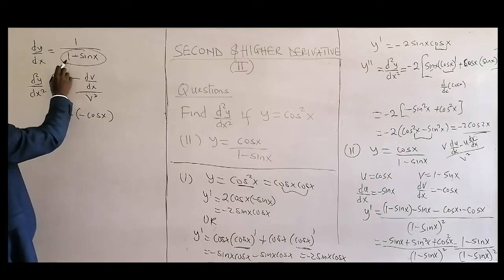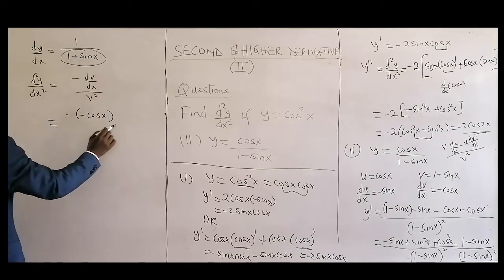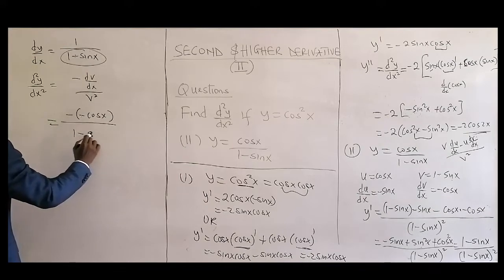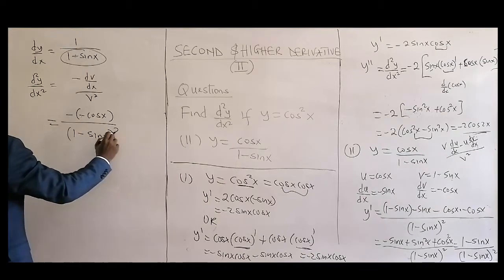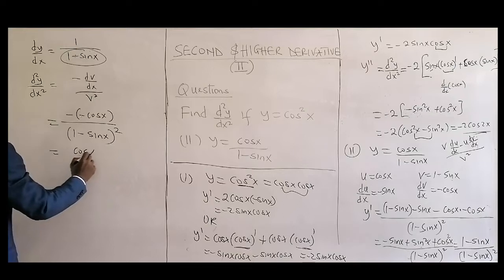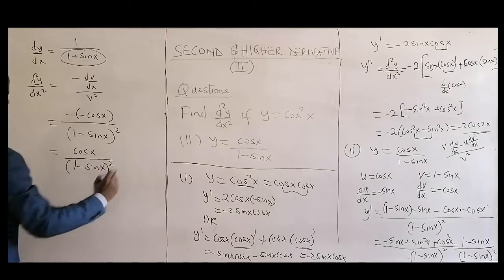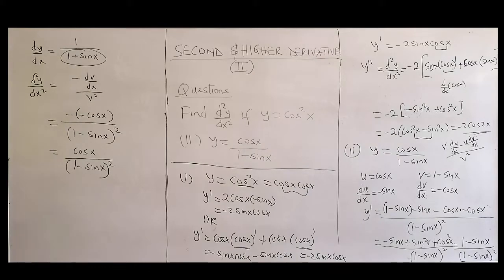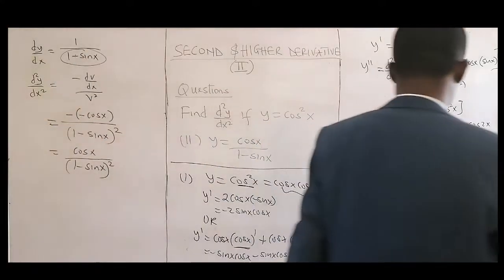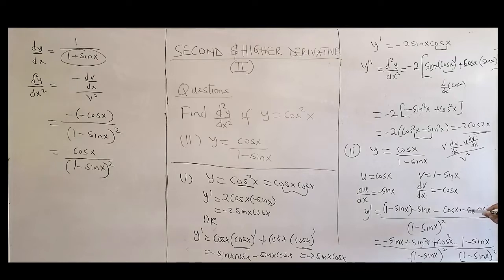The derivative of 1 is 0. And the derivative of this one is cos x. All over 1 minus what? 1 minus sin x all squared. And that will be equal to cos x over 1 minus sin x all squared. So that's that on that question. Just that you have to be observant of what you are doing. Okay, don't make mistakes. This is your u, and this is your dv dx, which is minus cos x. So that's that on that.